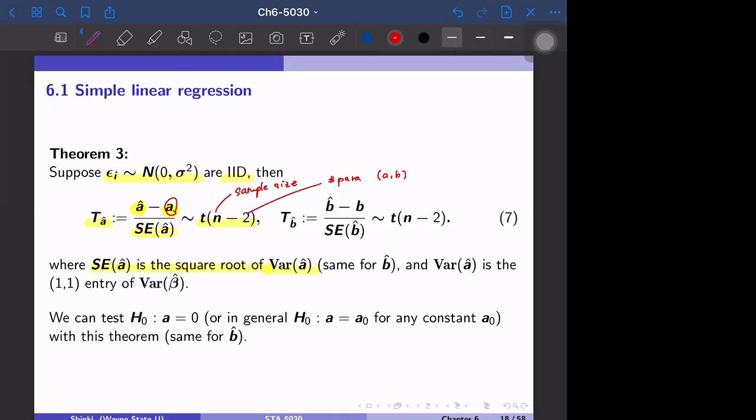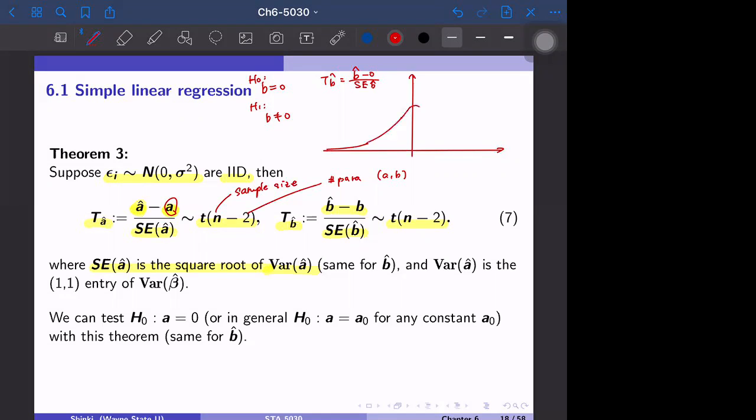We have the same property for B. T sub B hat is defined by B hat minus B over the standard error of B hat, where B is the true B, and this follows the T distribution with n-2 again. If, for example, we would like to test the null hypothesis that B is equal to 0 against B not equal to 0, then T B hat is equal to B hat minus 0 divided by the standard error of B hat.